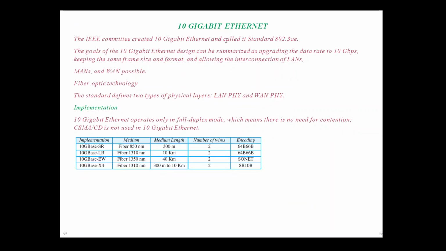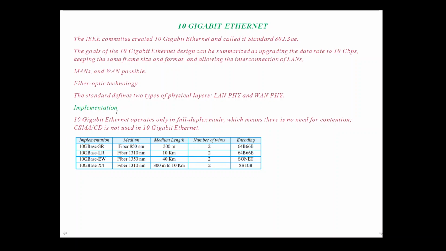In 10 gigabit Ethernet, the goal of the design can be summarized as upgrading the data rate to 10 Gbps, keeping the same frame size and format, and allowing the interconnection of LANs. We can also connect MANs and WANs if possible. We are going to use fiber optic technology. The standard defines two types of physical layer: one is LAN PHY and the other is WAN PHY.